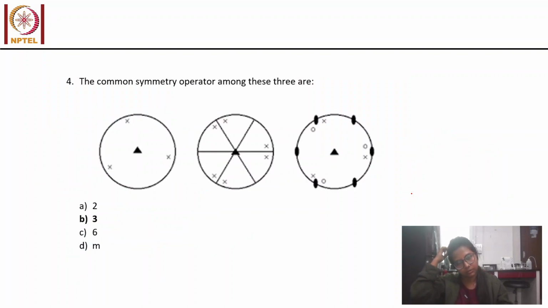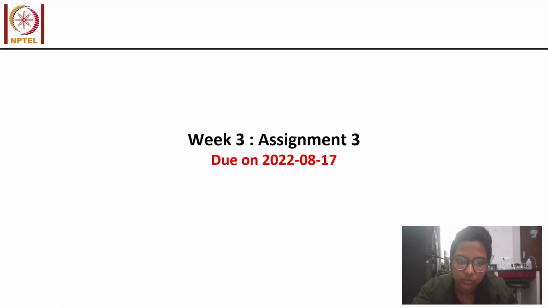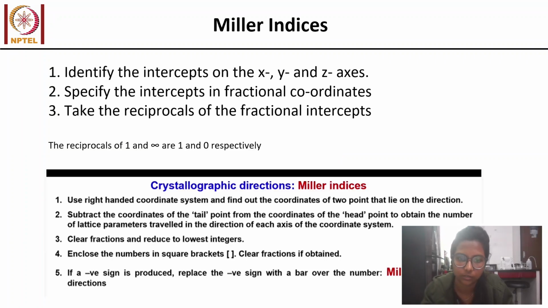So after this we come to this question. This was, I think, the last question, right? The common symmetry operator among these three. This is very easy because everywhere we can see this principal C3 axis, right? So this is straightforward. Then next we had this assignment 3 of week 3. Here the last date was 17, so it is done, it is over.